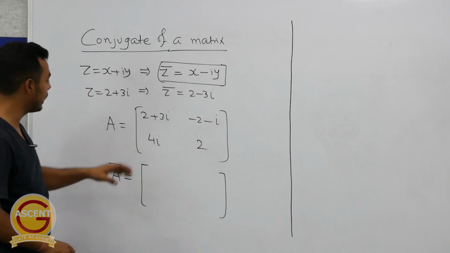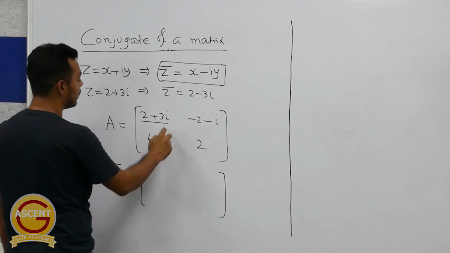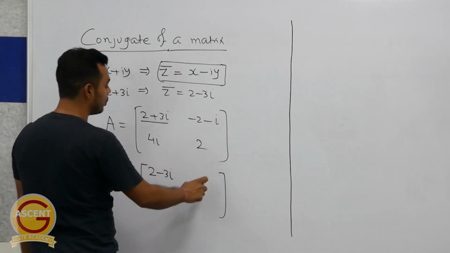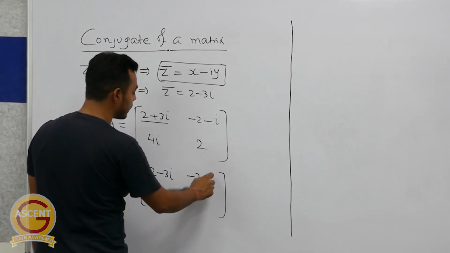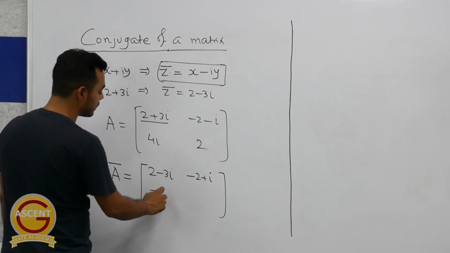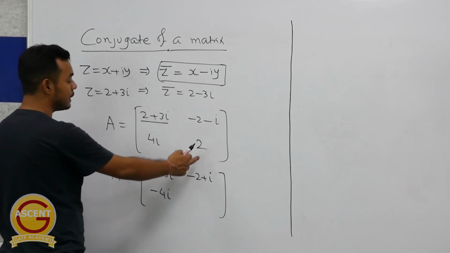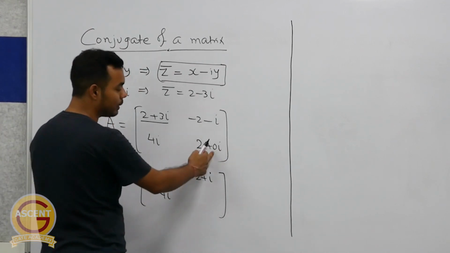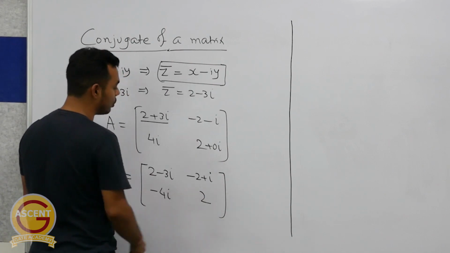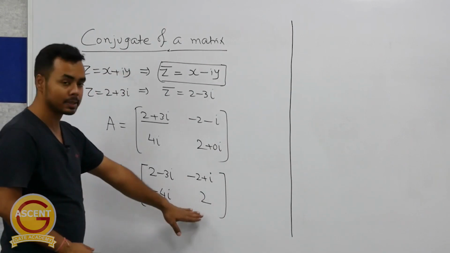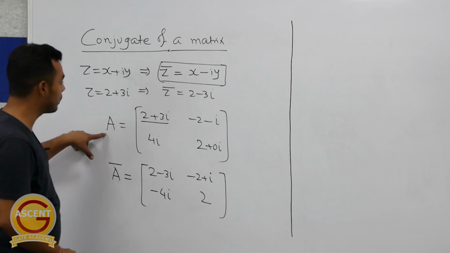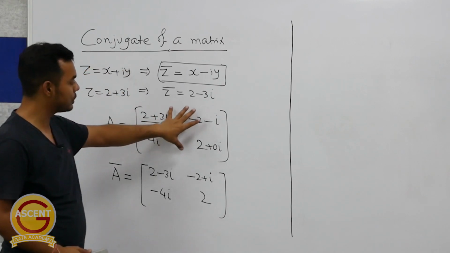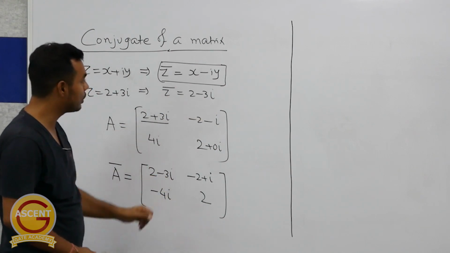So if I take the conjugate of 2 plus 3 iota, the conjugate will be 2 minus 3 iota. Similarly, the conjugate of minus 2 minus iota will be minus 2 plus iota. The conjugate of 4 iota will be minus 4 iota. And since 2 is real, I can write this as 2 plus 0 iota, so the conjugate will be 2 minus 0 iota, which is nothing but 2. The conjugate of any real number is the same number. So this matrix is the conjugate of matrix A. That is the idea of the conjugate of a matrix: if you take the conjugate of each of the elements, you will get the conjugate of the matrix.